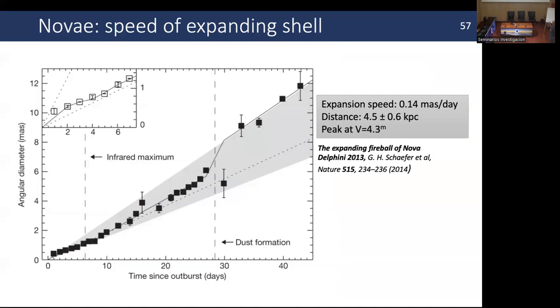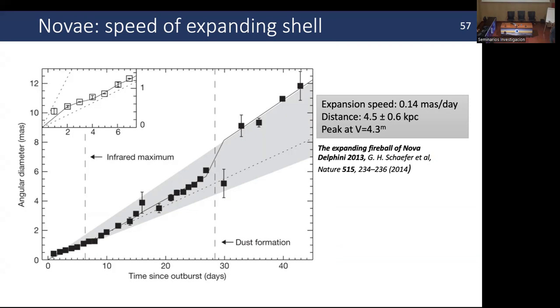This has been done only once, with a phase interferometer, CHARA, one of the ones that I showed you before. What they measured was the angular diameter, in milliarcseconds versus time, and you see really the expansion of the photosphere of the nova, okay? So you see the ejecta growing in space as a function of time, and you even see a change in the speed in time.